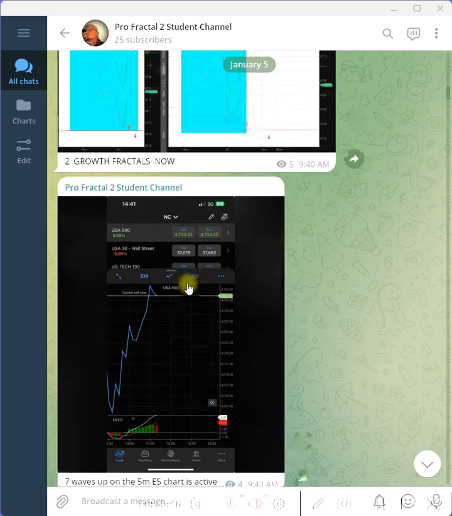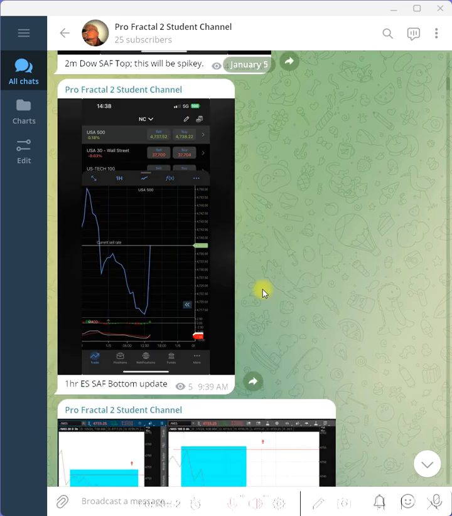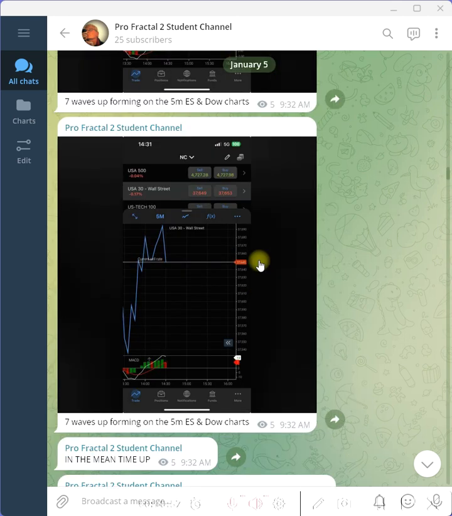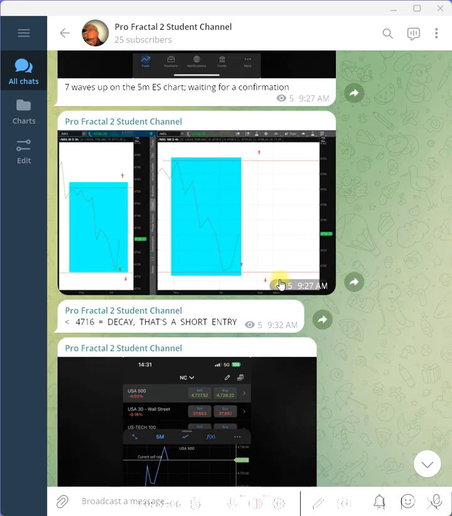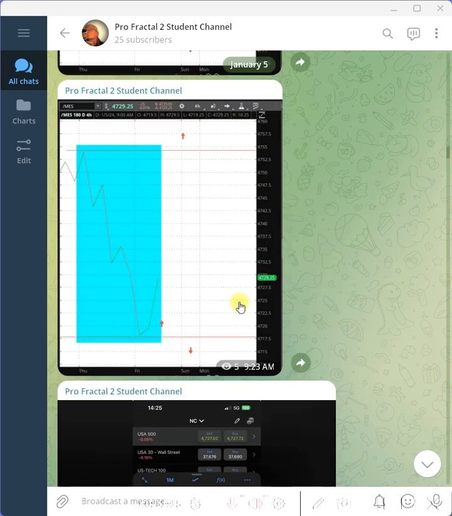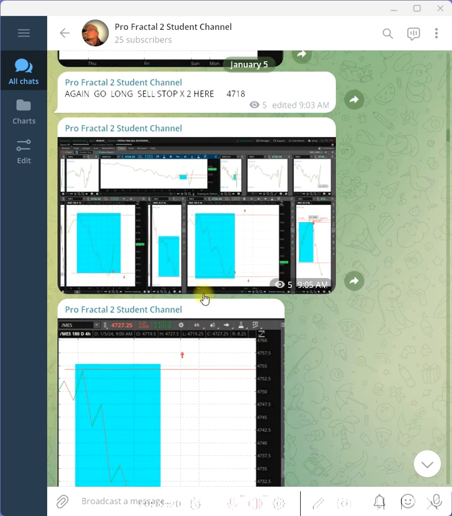How far? We don't know until another fractal appears. Here's the 2 growth fractals which we pointed out on Friday. And here's another 7 ways up on a 5-minute chart, on every time frame. And again, if the market breaks the bottom of the channel, that would be a trend down to do a short. And there's the beginning of the growth fractal on Friday.